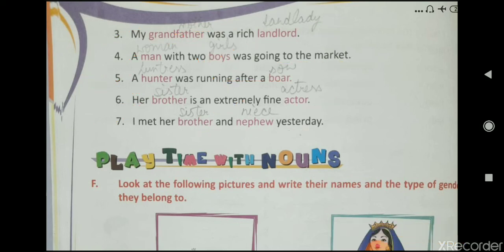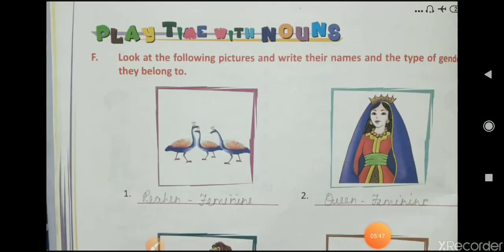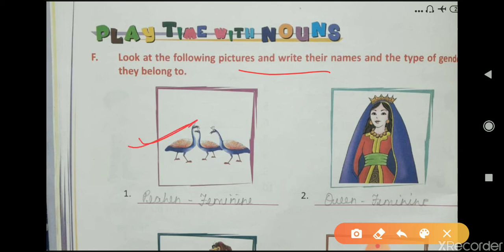Okay, so these are your answers of exercise E. Now exercise F. Look at the following pictures and write their names and the types of gender they belong to. So in this picture you can see peacock, peahen. So you have to write here peahen, and their gender is feminine. So you have to write down here feminine.